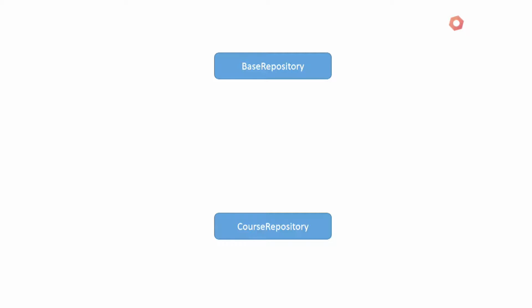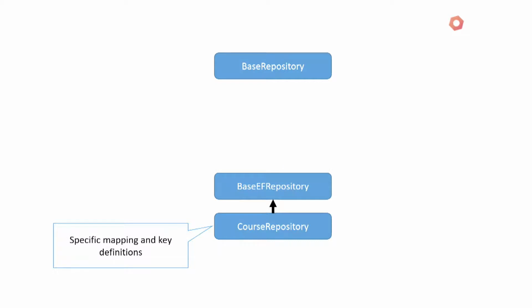So we have a course repository, it's about courses at a university. It actually has a course class. It's very, very specific. It understands keys, the columns, the properties, everything it needs to know. So we have that. And then we have a base entity framework repository in this stack.